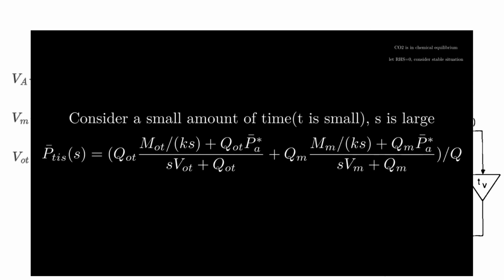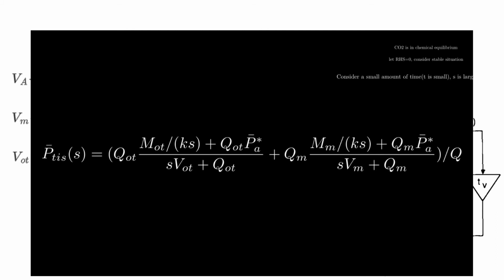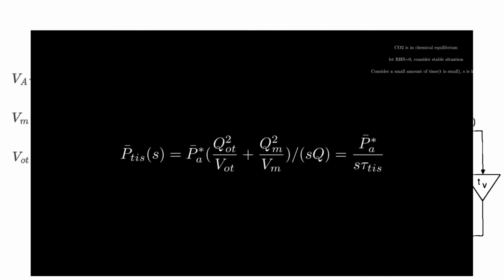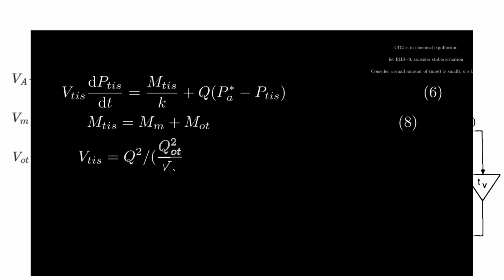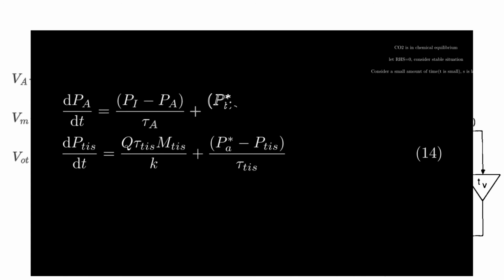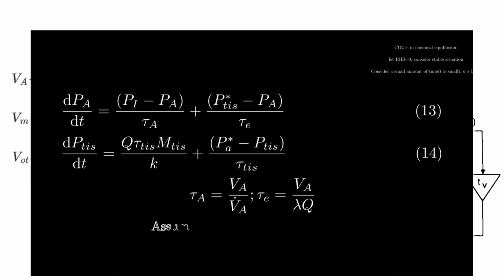Here, we only consider when t is very small. So in Laplace transformation, small t means a very large s. So if s is very large, this term and this term can be omitted. That's why we have this simplification. We will have the V. Now we know the M and V, we plug them back in. This is the equation about the combined tissue compartment. And bring back the alveolar compartment, we will have the model 2.